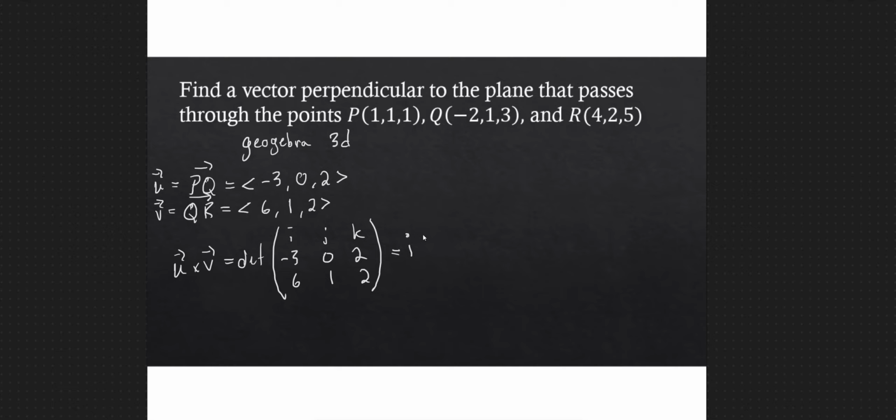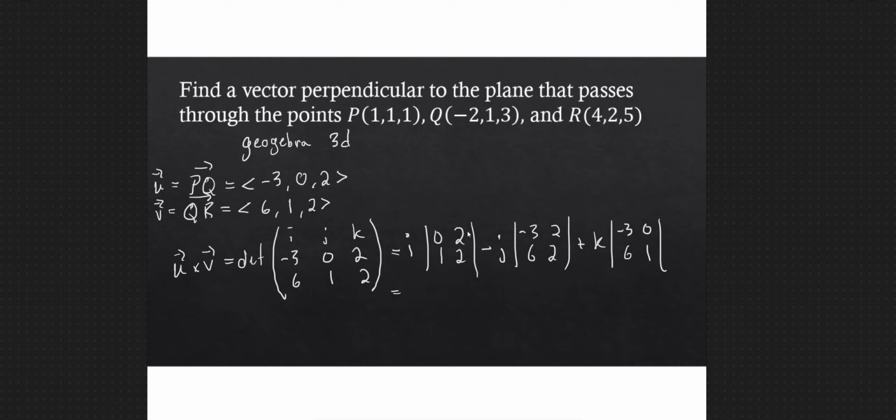So this is i times the determinant of 0, 2, 1, 2. Remember what's left over is these 2x2. Minus j times the determinant of -3, 2, 6, 2. And then plus k times the determinant of -3, 0, 6, 1. Cool. Let's compute the determinants of those 2x2s.